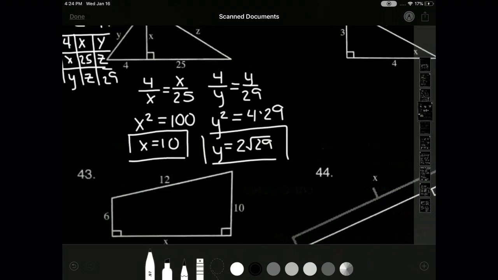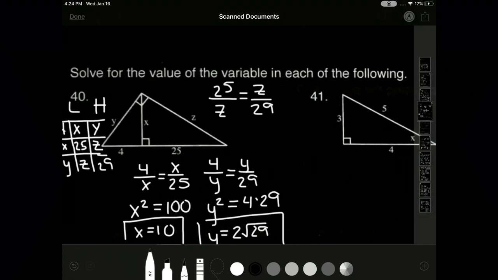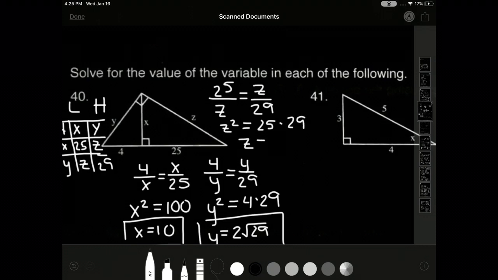And then the last one is Z. And that's in the lower right-hand corner there. We have 25 over Z equals Z over 29. And similar to how we did Y, we cross multiply and take a shortcut here, Z squared equals 25 times 29. So 25 is a perfect square, 29 is not. So when we take the square root, we get 5 square root 29.